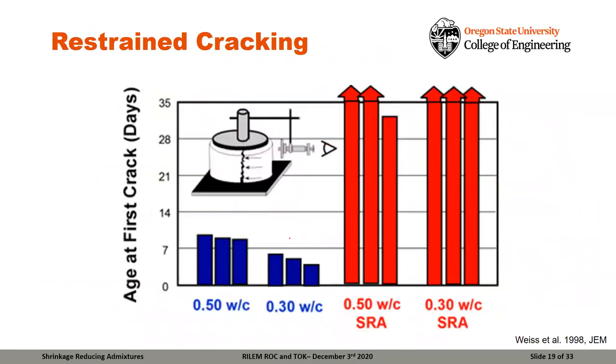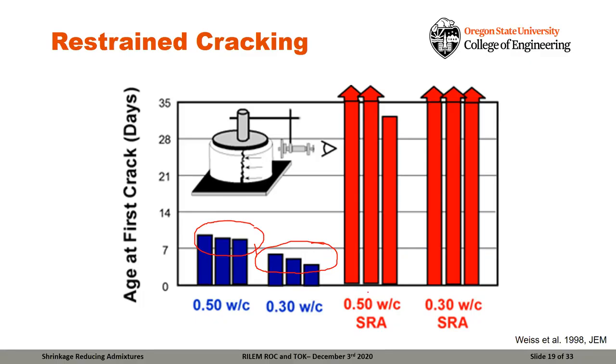Now, the real takeaway for shrinkage reducing admixtures is that when we have plain systems, those plain systems can crack, and they can crack at very early ages. So here we see a 0.5 water to cement ratio. We see earlier cracking with a 0.3 water to cement ratio because the higher strength materials are more susceptible to cracking. And not only are they more susceptible, but when they crack at an earlier age, the cracks tend to be wider because we haven't relaxed out more of those shrinkage stresses, shrinkage strains, in the system.